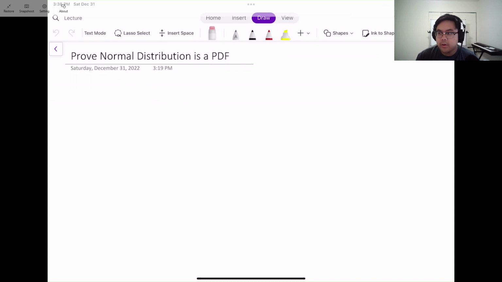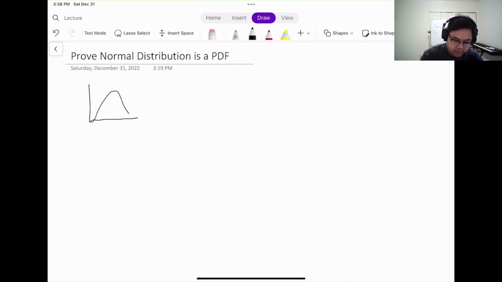Now recall, what does it mean to be a PDF? A PDF is a function that is positive everywhere and the area under the PDF is 1. Those are the only two conditions for a PDF to be a PDF. Now it's pretty easy to tell. If we look at the graph of a normal distribution, it's positive everywhere. It's very easy to prove that, so we're not going to delve into that too deeply here.